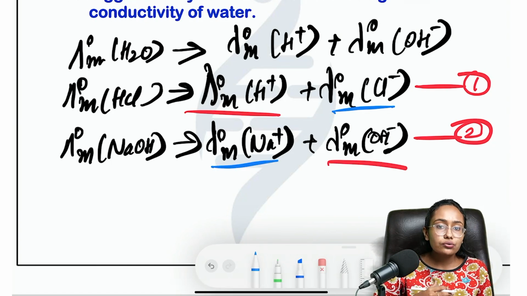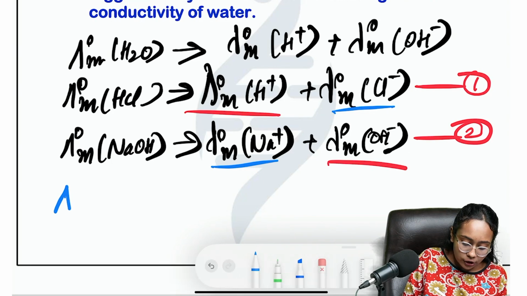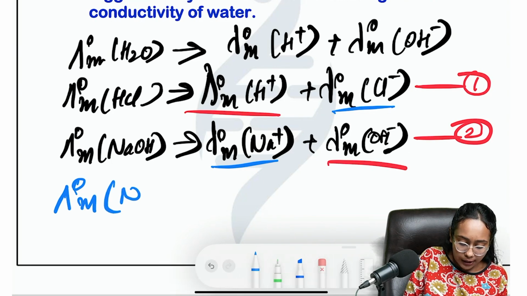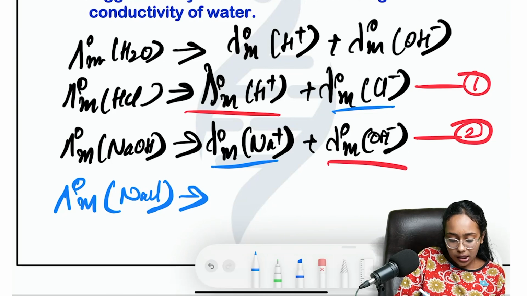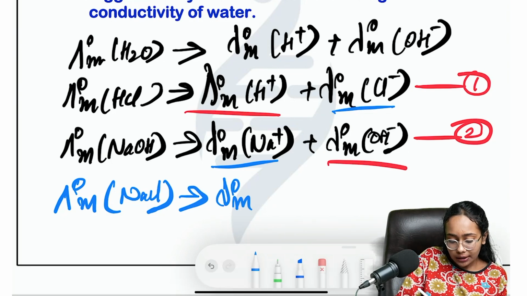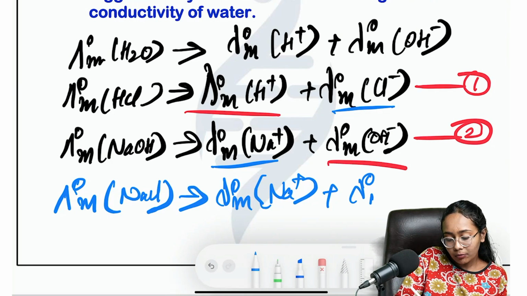How am I going to eliminate those 2 from this solution? How am I going to eliminate it? Let's see. It is actually lambda naught m of NaCl. I'm going to provide NaCl to the system. So it will be equal to limiting molar conductivity of Na plus plus limiting molar conductivity of Cl minus. This is going to be my equation number 3.